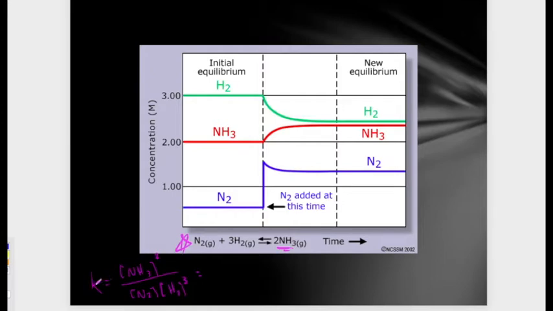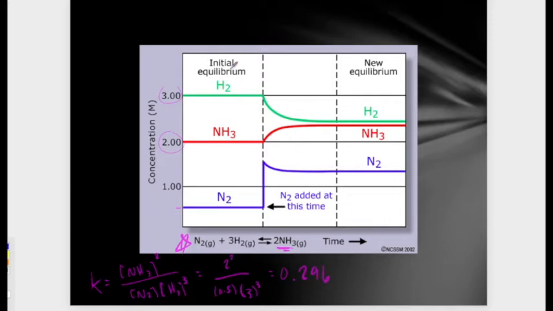The concentration of NH3 here at the beginning looks like it's 2. So I'm going to get 2 squared divided by the concentration of N2, which is, what do we think that is, about 0.5, times the concentration of H2 raised to the third power. So that's going to be 3 to the power of 3. And we can get the K value, and I get a K value there of 0.296.